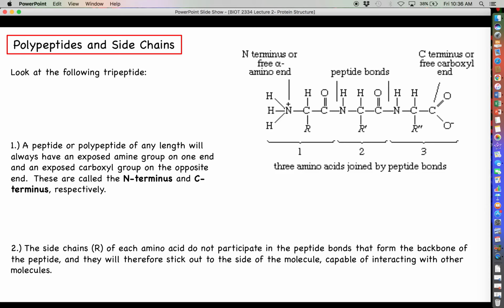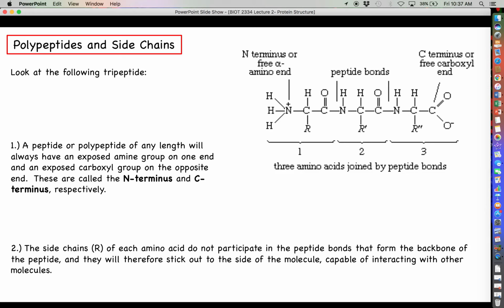The other thing I want you to notice here is look at the side chains, which are being represented as R, R prime, and R double prime. So each amino acid, even as it is incorporated into a peptide polymer, has its side chain exposed and just kind of hanging out all by itself. And the reason for that is because the side chains do not actually participate in the chemical reaction that results in the formation of a peptide bond. Since they are not participants, they are just going to be hanging out to the side here.